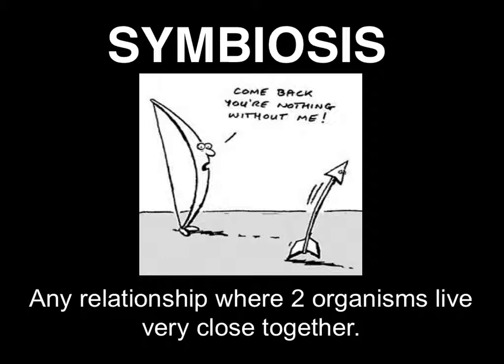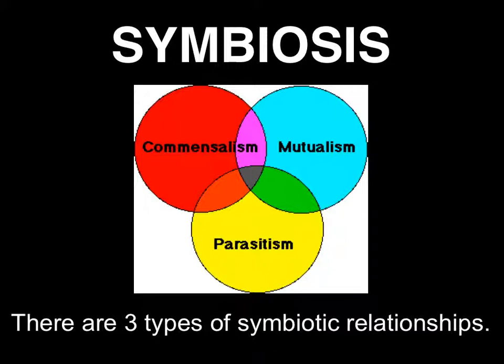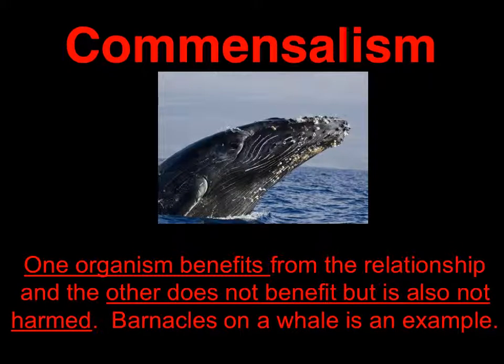Symbiosis is any relationship where 2 organisms live very close together. This means there are 3 types of symbiotic relationships. Commensalism is a type of symbiosis in which one organism benefits from the relationship and the other one does not, but the other one is not harmed either. Barnacles on a whale is a good example. You can think "who cares" here, but that would not be an acceptable answer for a test.